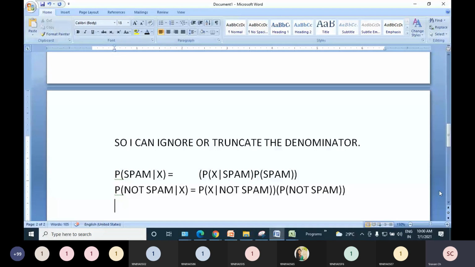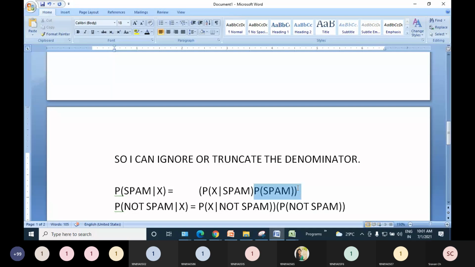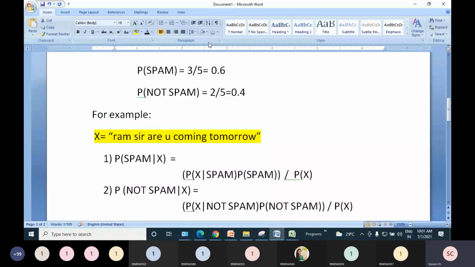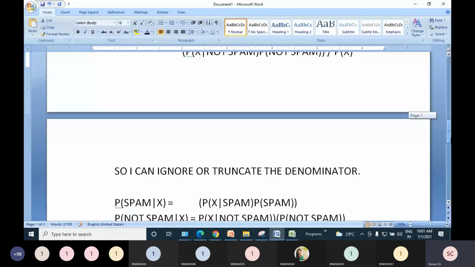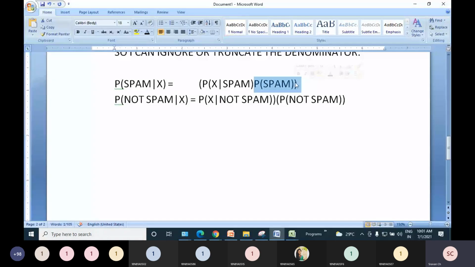But if you observe, it can be further simplified, because P of spam we already know. What is P of spam? Total number of records are 5, out of which spam records are 3. It is 3 by 5, which we have done. See, P of spam is already calculated, 0.6. P of not spam is 0.4. So this calculation is already there. So this P of spam can now be replaced with 0.6. How will my equations look now?